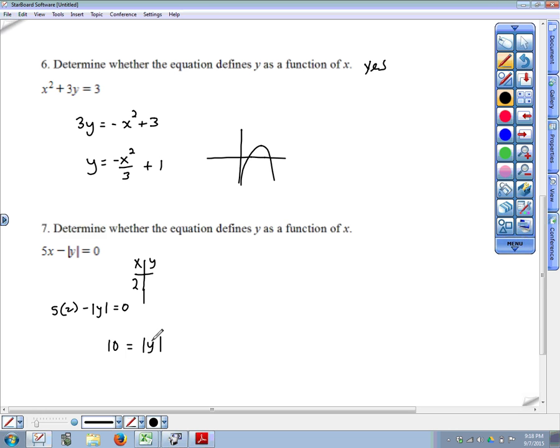The absolute value of a number y is equal to 10. What that means is y could be 10 or y could be negative 10. If the absolute value of y is equal to 10, that means y could be positive 10 or y could be negative 10. So we had one input, but it gave us two different outputs. So this would not be a function of x.